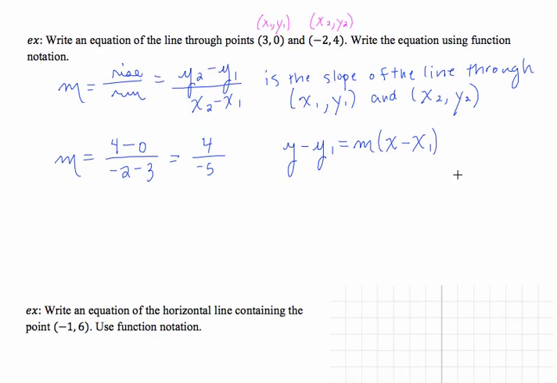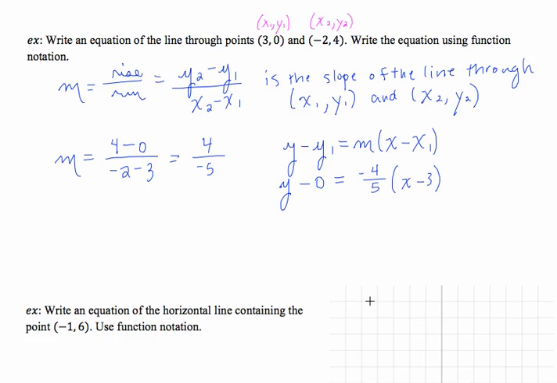Now technically we can use either of these 2 points, even though I previously had labeled the first point as (x1, y1). Either of these 2 points we can call (x1, y1) for this equation of a line. And so I'm going to go with the same one though, (3, 0). And for m, that's negative 4/5. So plugging in, 0 for y1, negative 4/5 for m, and 3 for x1 gives us that.